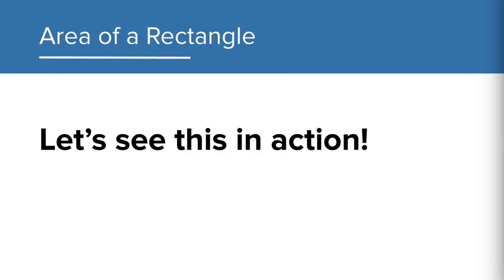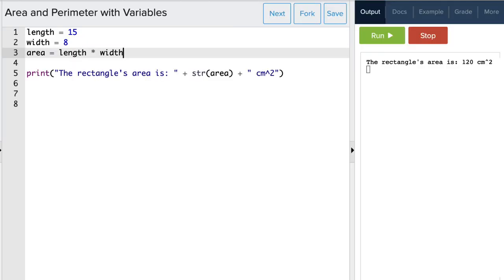Now to the live editor to look at more examples. Here's the code from the earlier example where we calculated the area of a rectangle. The rectangle has a length of 15 and a width of 8, and we calculated and printed the area. Using these measurements, let's now calculate the perimeter of the rectangle. The perimeter of a rectangle is equal to 2 times the length plus 2 times the width. To make our code easier to read, let's first create a variable called perimeter.